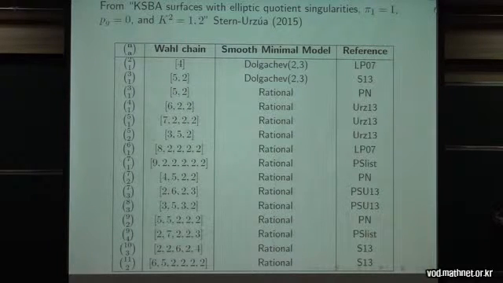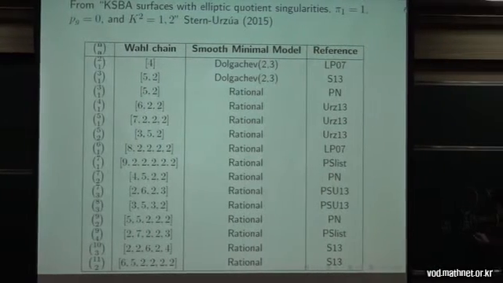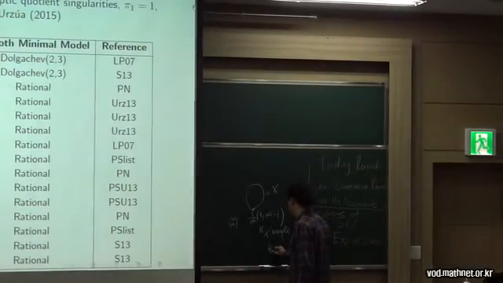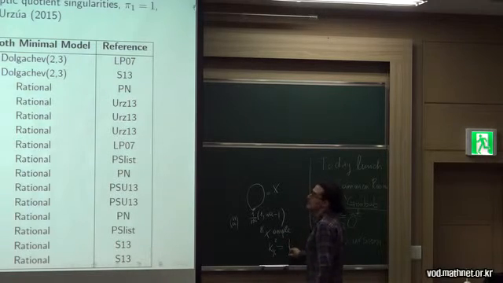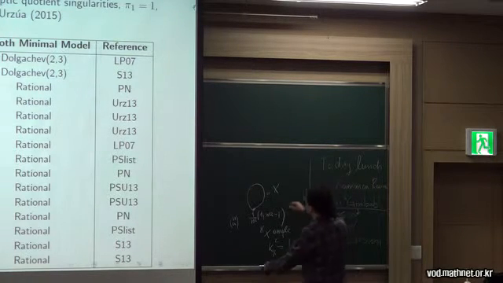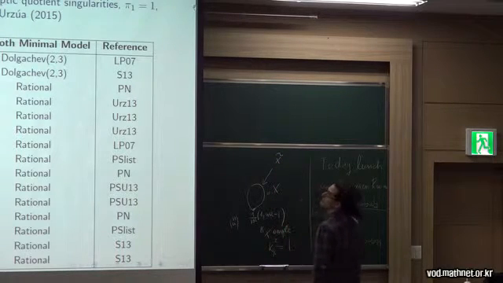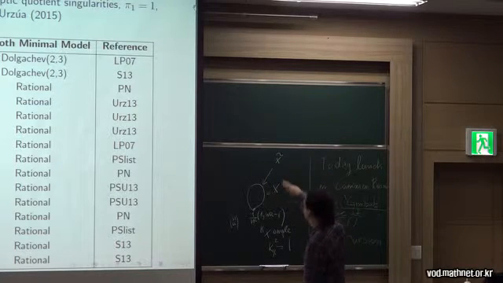This is the notation. The Wahl singularity will be 1 over n squared, 1 n a minus 1. This is my surface X. And the canonical class here is ample. X squared is 1. And there you have the minimal resolution, but the smooth minimal model of the minimal resolution.